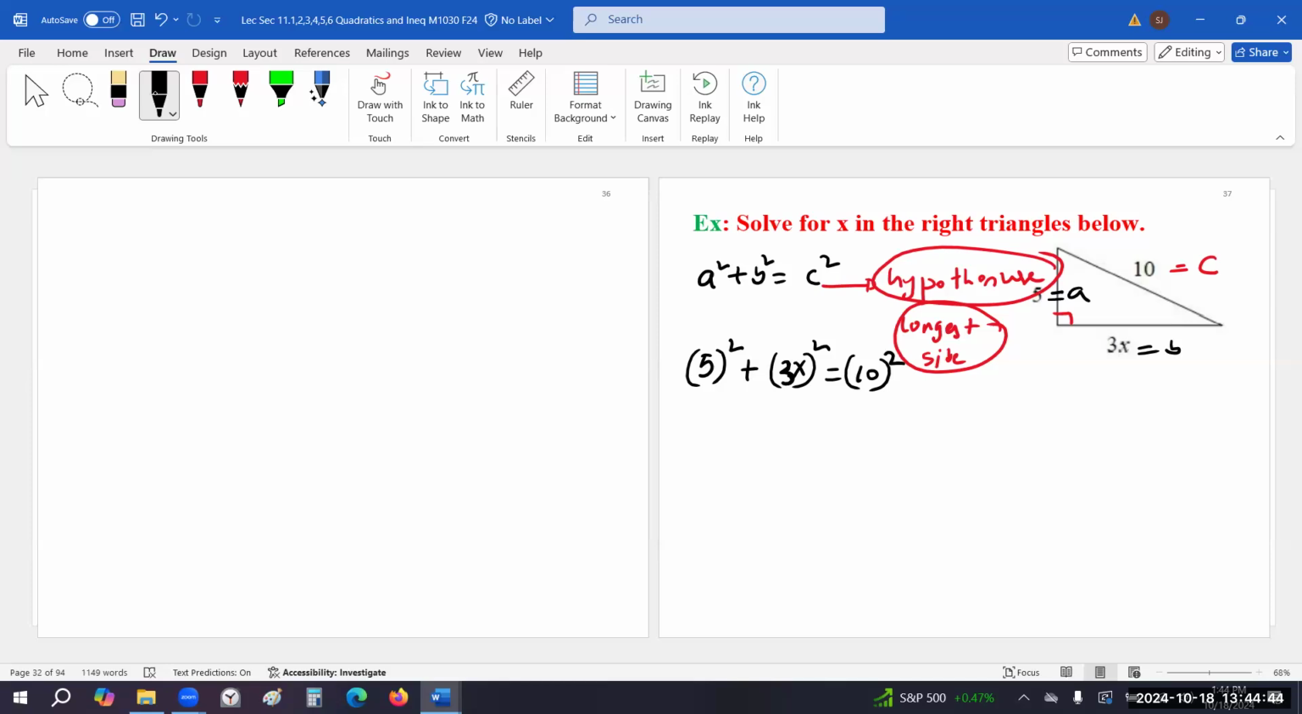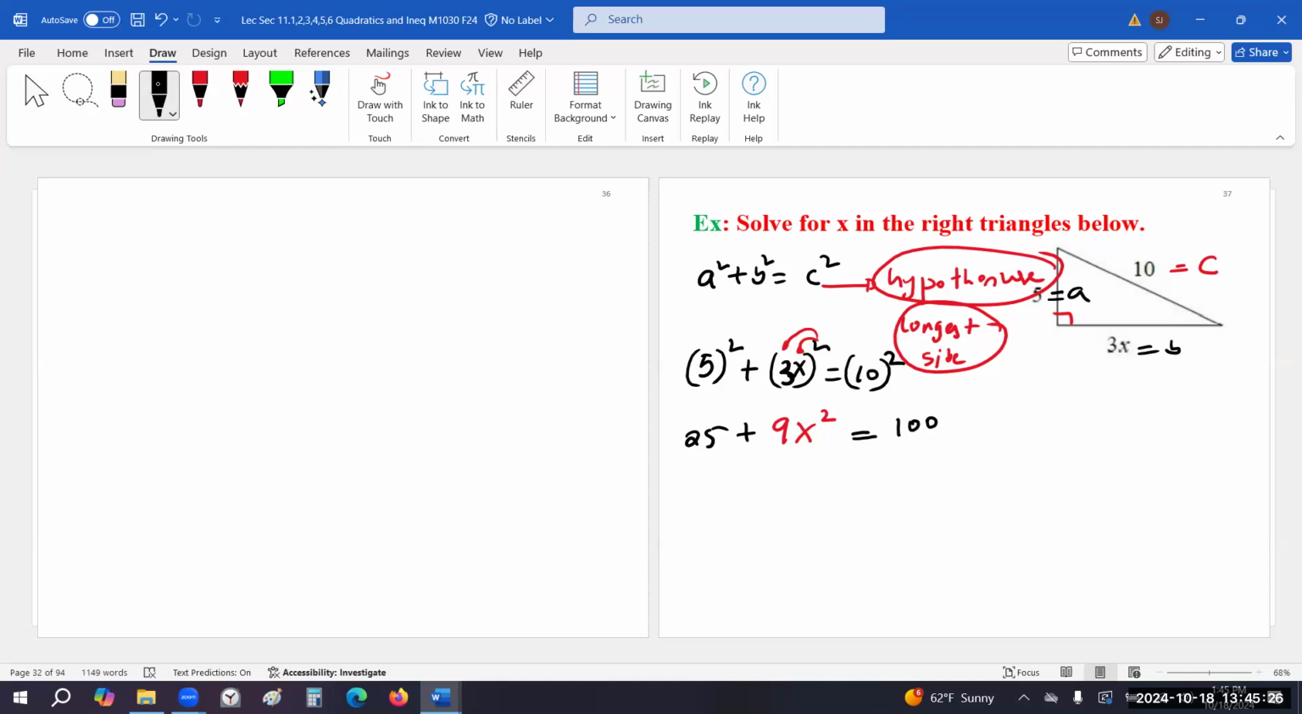What is 5 squared? 25. It is simple. What is 3x squared? It's 9x squared. We have to distribute our square to 3 and also to x. So you get 9x squared. You see, we got x squared. X squared is a quadratic. What is 10 squared? 100. That's why it falls under quadratic, because when you square 3x, we get x squared.